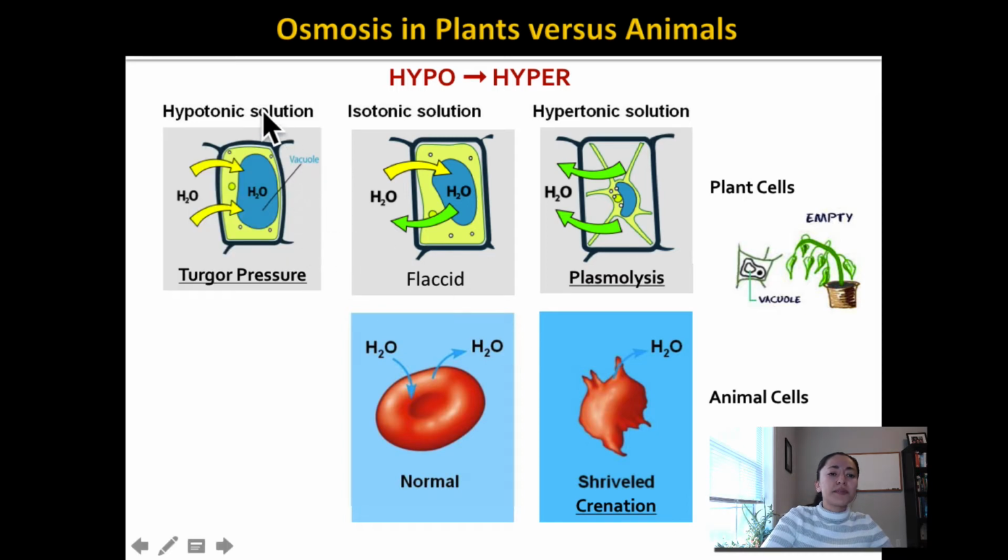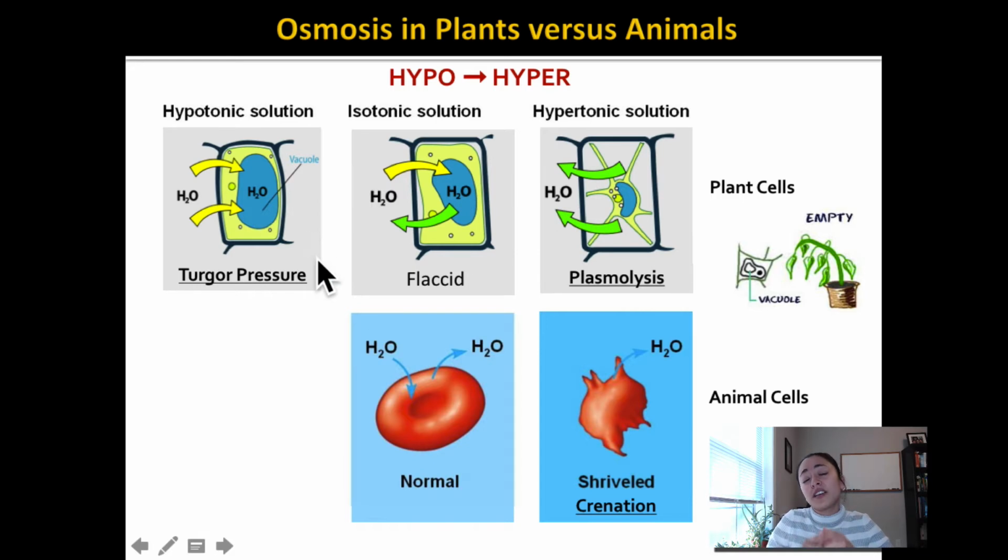If we were to place a plant cell in a hypotonic solution, so the outside's hypotonic, that means the inside's hypertonic. If one solution's hypo, the other one has to be hyper. So they have to be the opposites of each other. So if the outside's hypotonic, we know, based on what I said to memorize, water leaves a hypotonic solution, so it would go into the cell.